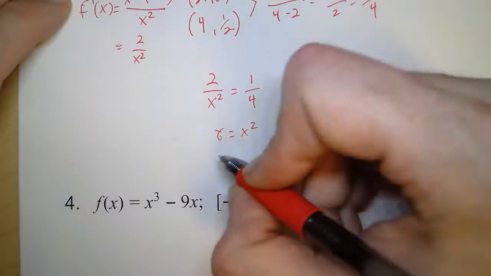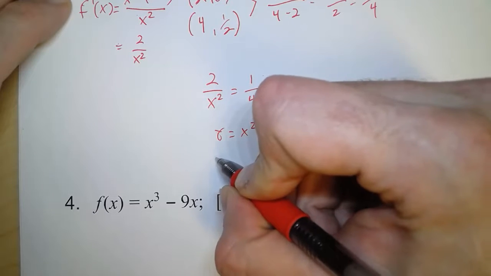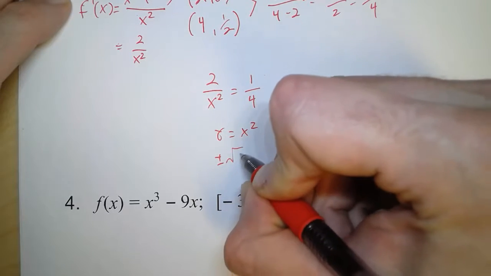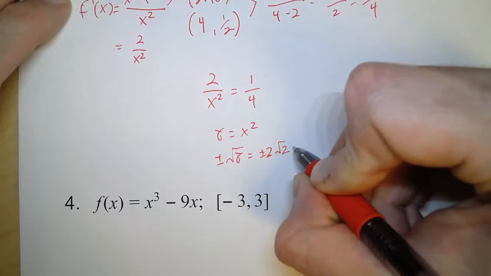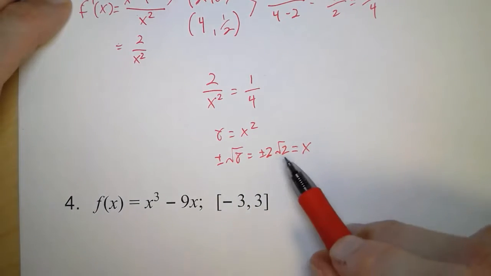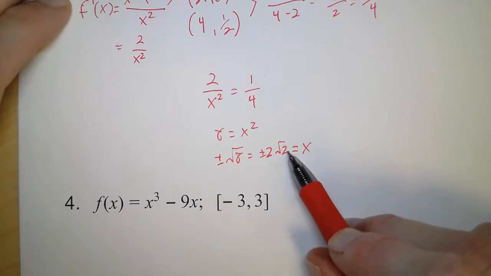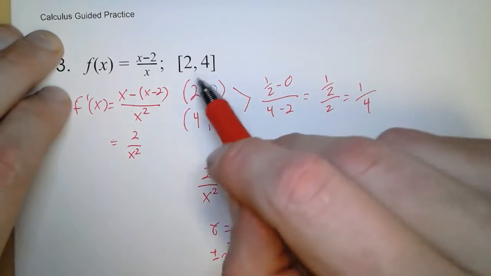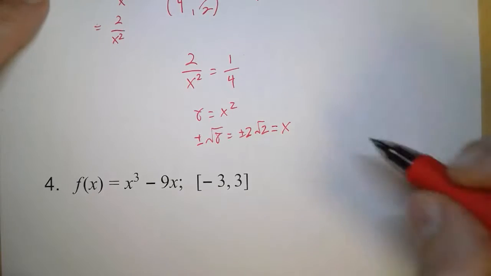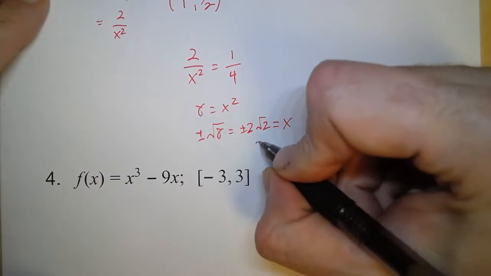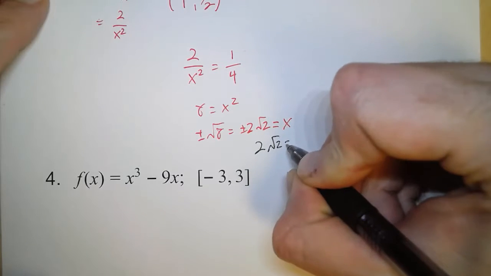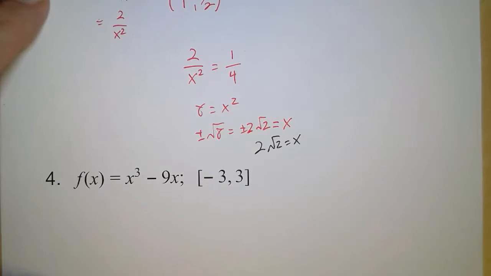So when we take the square root, we have plus or minus the square root of 8, which simplifies to plus or minus 2 square root of 2 equals our x value. But here's the thing to keep in mind. We're only looking at the interval from 2 to 4. So actually, we're not even concerning ourselves with the negative value. We're only concerning ourselves with positive 2 square root of 2 equaling x.